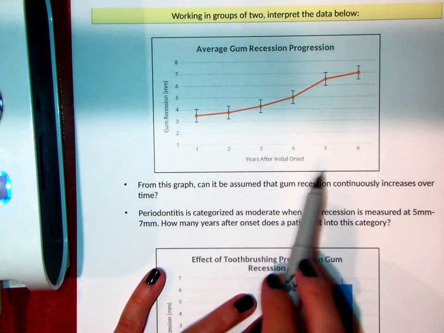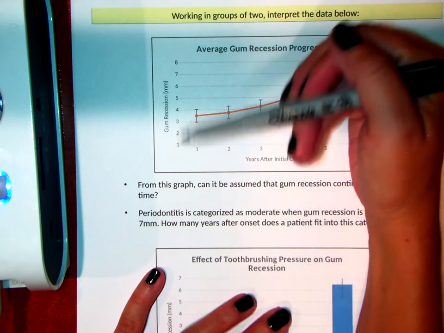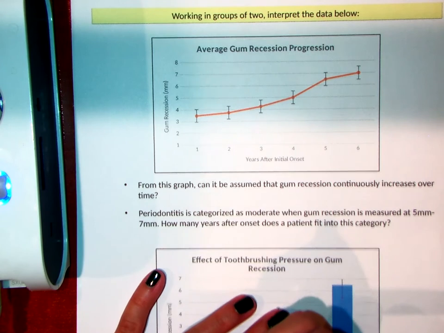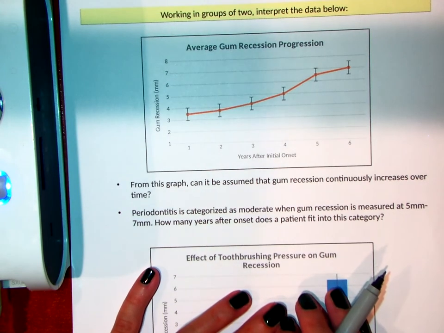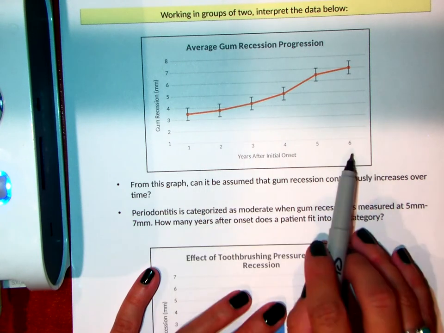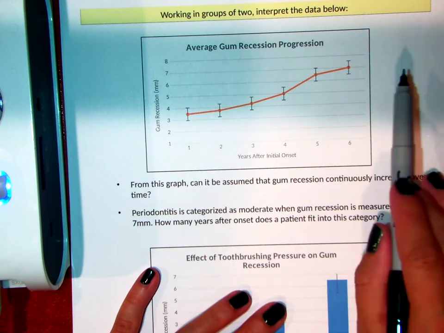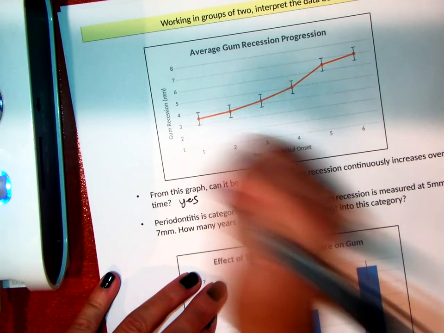On the x-axis, we have years after initial onset. And over here on the y-axis, we have gum recession in millimeters. And so it asks, from this graph, can it be assumed that gum recession continuously increases over time? So if you look at year 1 here compared to year 6, did it increase? Yes, it did. So we can go ahead and say yes for this one.